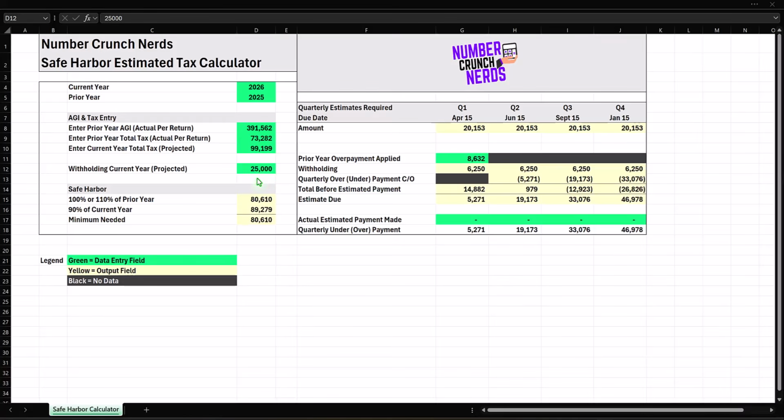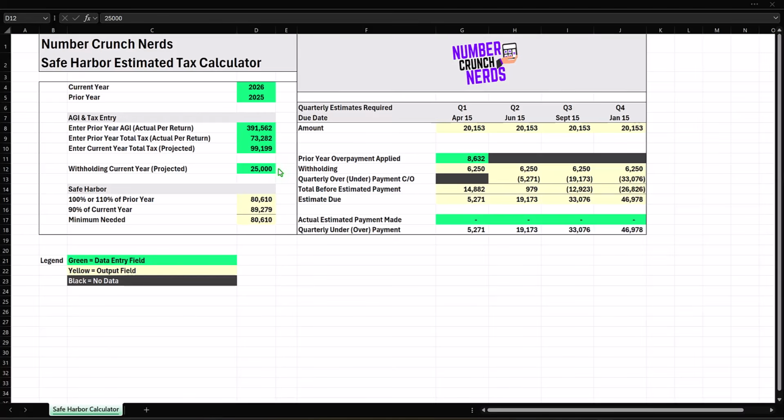Okay, now that we have entered the $25,000, was that sufficient to cause the amount in cell G15 to become a negative number? And in this case, the answer is no. This is still an estimate due of $5,271. Let's run through the calculation one more time. There is $20,153 due for Q1 2026. We have prior year overpayment applied of $8,632. We entered the withholding that we are expecting for the year of $25,000.